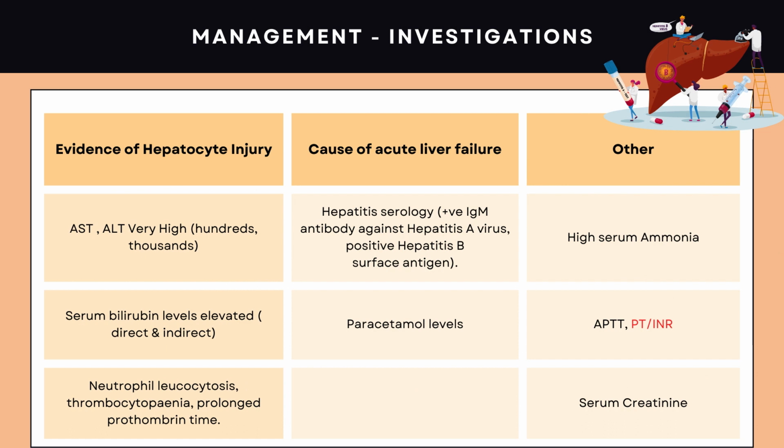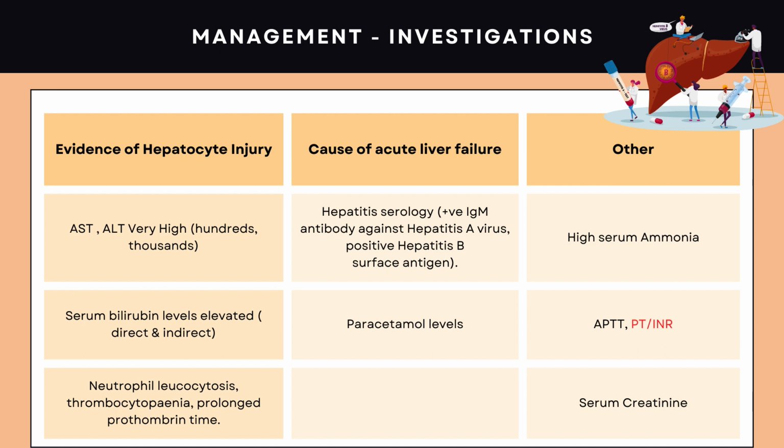So how do we manage these patients? Let's first talk about investigations. We do 3 types of investigations. Mainly investigations to find out evidence of hepatocyte injury, investigations to find out causes of acute liver failure, and some other investigations. Evidence of hepatocyte injury is assessed by AST and ALT levels. In acute liver failure, we can observe very high AST and ALT levels. They will usually be in the thousands.